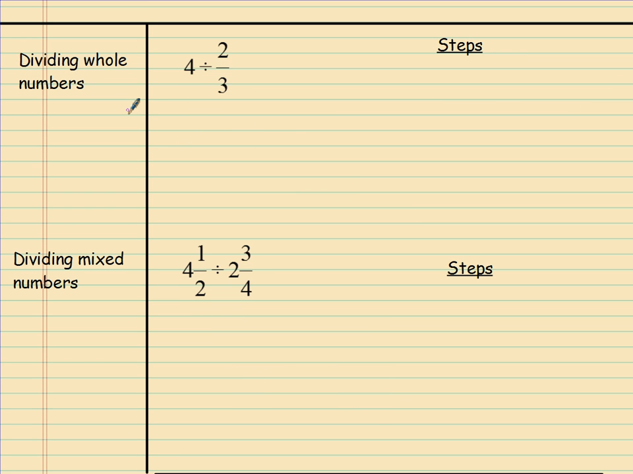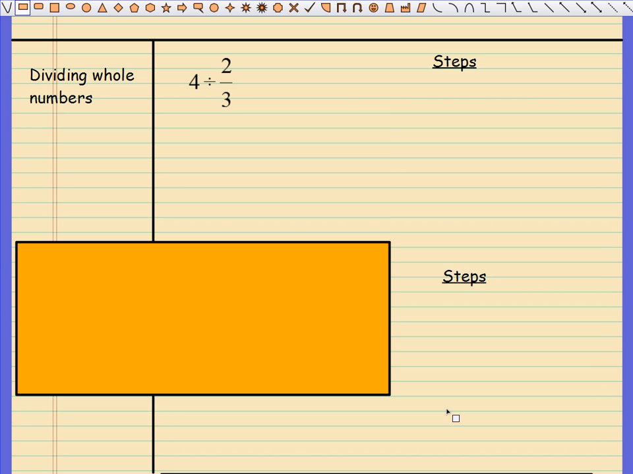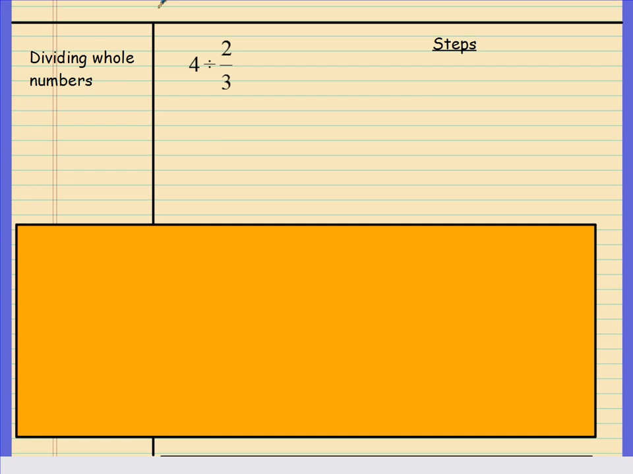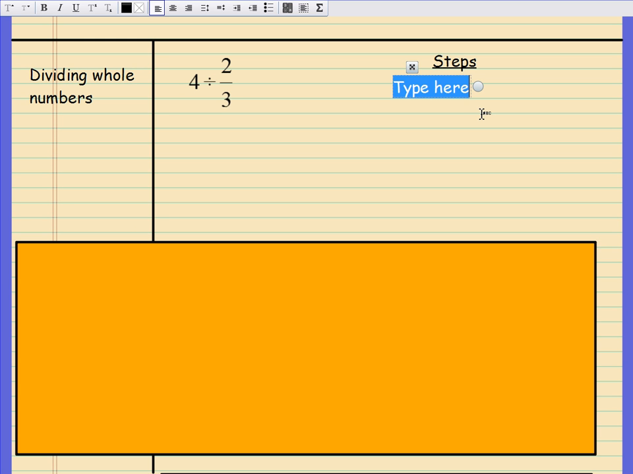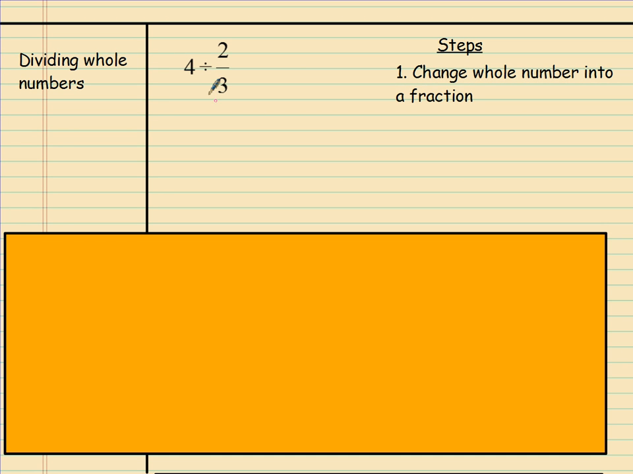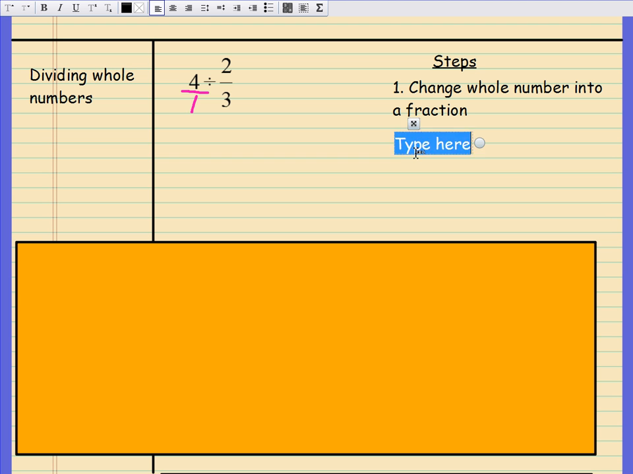Another example. Oops, I didn't cover this yet. We have dividing whole numbers. Now the first step, just like in the multiplication part, we have to change the whole number into a fraction. And how do we change 4 into a fraction? That's right, we put it over 1. Now we have a fraction divided by another fraction. This is divide. Every time we divide, we keep, change, flip.